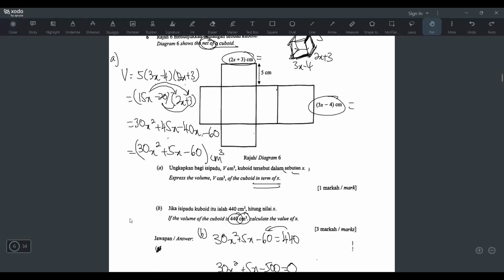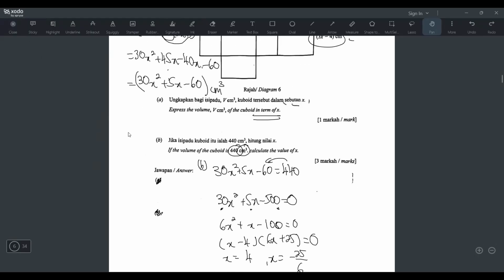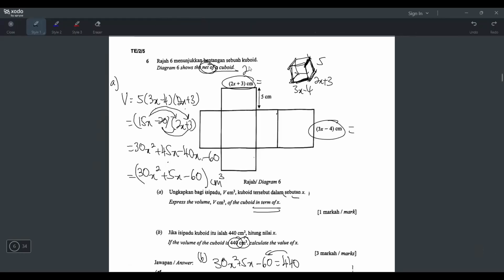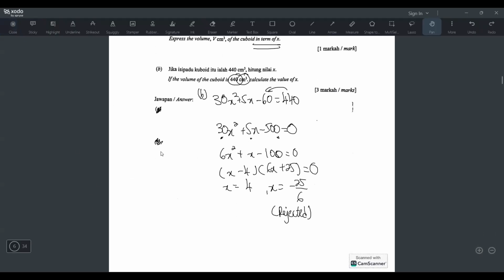So imagine x is 4. If you substitute x is 4, 4 times 2, 8, 8 plus 3, 11. 11 cm makes sense. What about 4 times 3, 12, 12 minus 4, 8. 8 also makes sense. But if you substitute negative 25/6, what happens here? 2 times negative 25/6 plus 3. And if you press this whole thing, let's press. Okay, my calculator gives me negative 16/3, which is impossible. How can the length be negative? Length cannot be negative, right? That is why I reject the negative, right? So my point here is, don't simply reject.